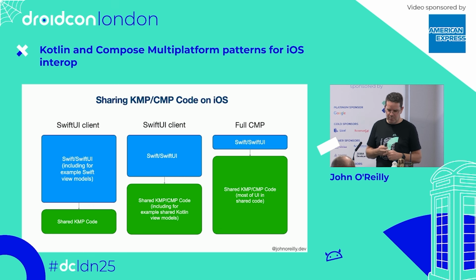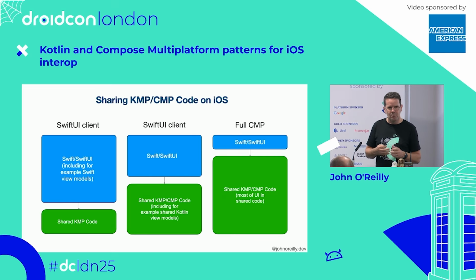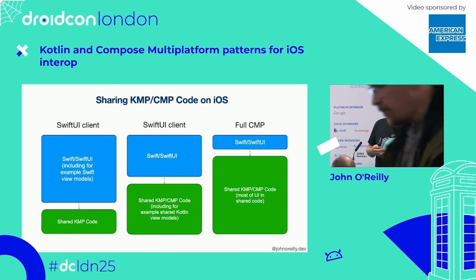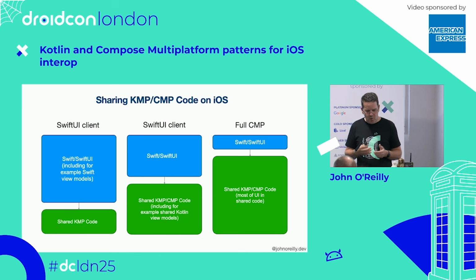So with KMP and CMP, we have an almost continuous spectrum of code sharing possibilities. I wanted to show here a few points along that spectrum. On the left, we have a small amount of shared KMP code, along with a SwiftUI client and Swift view models, for example. In the middle case, most of the logic is shared, including the view models, with potentially some shared CMP UI code, maybe a particular screen or just some part of a screen. And finally, on the right, we're sharing most of the code, including the UI, using CMP, with potentially some SwiftUI as needed. It's important to note that our interop requirements vary considerably depending on what point along the spectrum we're targeting.